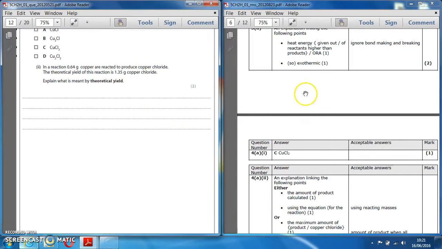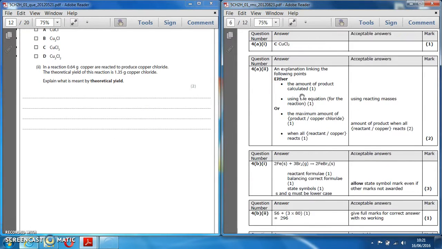For part 2, it says, explain what is meant by a theoretical yield. That is where you do your little calculation and you use the equation to predict how much is going to come out from your reaction. And that's exactly what it says here on the mark scheme. Okay.